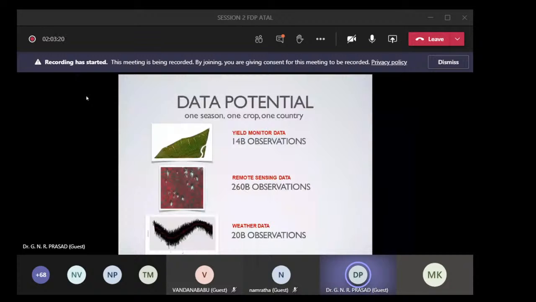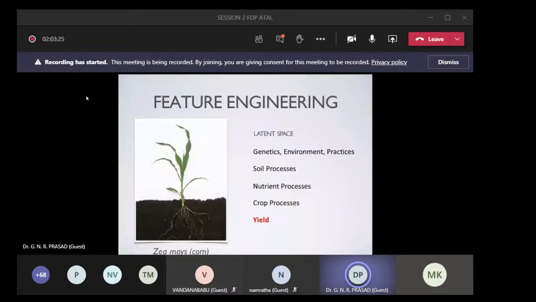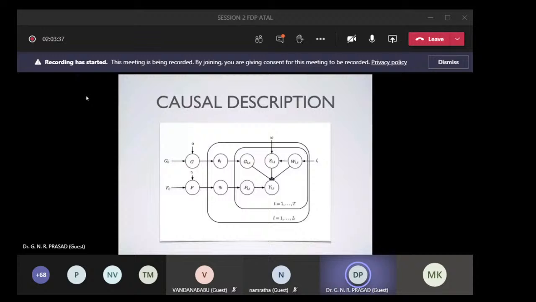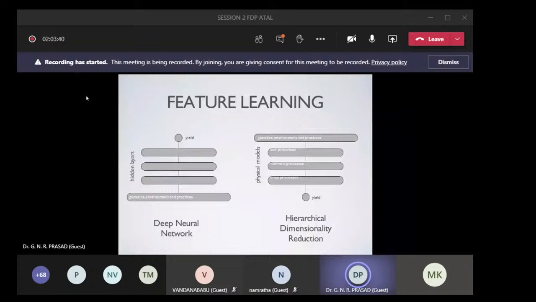So feature engineering is the latent space: genetics, environment, practices, soil processes, nutrition processes, crop processes, yields. So latent features scope, what you have, is a causal description. This is the concept of a feature. The role of deep learning is called feature learning. So yield depends on genetics, environment, practices, in a deep neural network. On the left side you can see, and on the right side you can see, a hierarchy, a dimension reduction form. So physical models, genetics, environment and practices, soil processes, nutrition processes, crop processes give the yield.